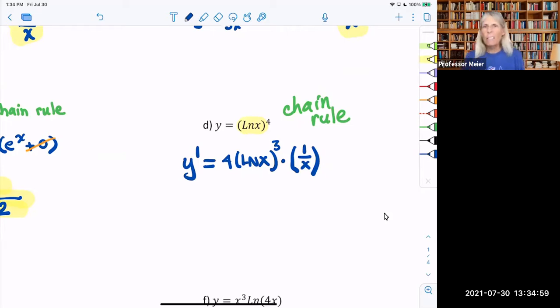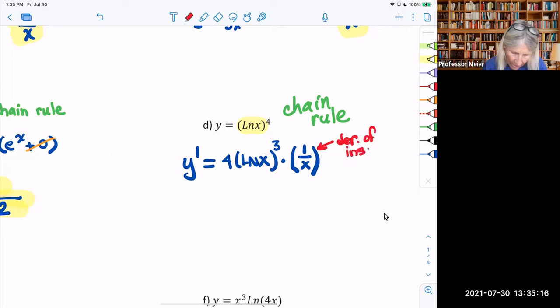Now I'm going to make this look a little bit nicer, but again, chain rule. So I did that outside exponent first, derivative of the outer part, which is bringing 4 to the front, lowering it by 1, and then multiply by the derivative of the inside. So this right here was my derivative of the inside, meaning that log of x.